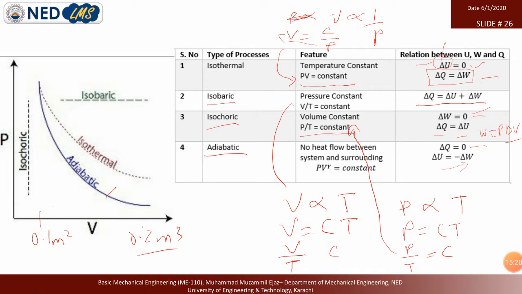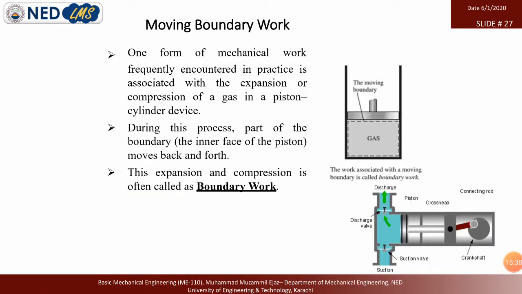So from these relations and features, I hope you will understand these processes. We will discuss this process in detail in later slides when we are discussing the Carnot cycle and reverse Carnot cycle. Anyway, now move towards the moving boundary work. One form of mechanical work frequently encountered in practice is associated with the expansion or compression of a gas in a piston cylinder device. So it is a common application.